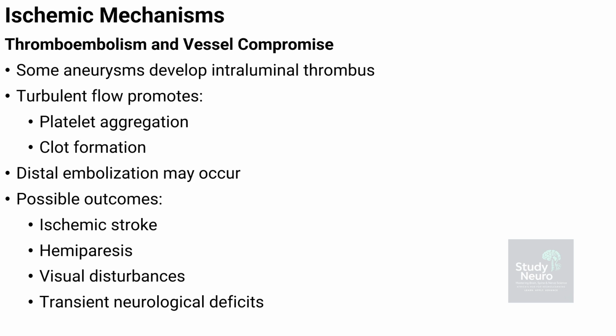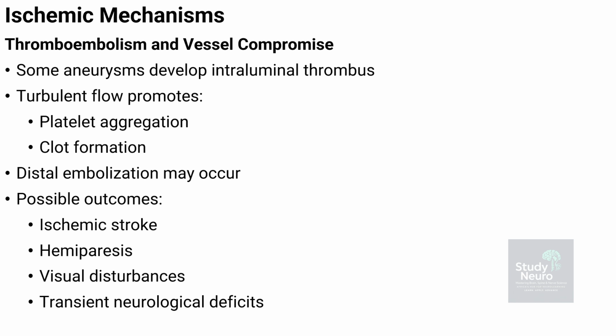Ischemic complications in aneurysm disease often begin with changes inside the aneurysm itself. In some cases, blood flow becomes unstable and leads to the formation of an intraluminal thrombus within the aneurysm sac. This disturbed flow environment promotes platelet aggregation and gradual clot formation. Once a clot develops, small fragments can break off and travel distally into the cerebral circulation. When these emboli lodge in downstream vessels, blood supply to brain tissue becomes reduced or blocked.